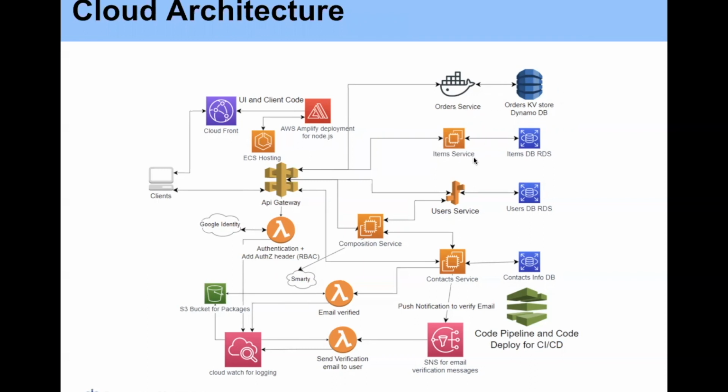We then have the item service, which is hosted on Beanstalk, which interacts with the items DB. We have the order service, user service, contact service, and then a composition service, which composes users and contacts. And finally, we are using a couple of Lambda functions to do the email verification, and an S3 bucket for packages for the Lambda functions, as well as using CI/CD for the code pipeline and the deploy as well.